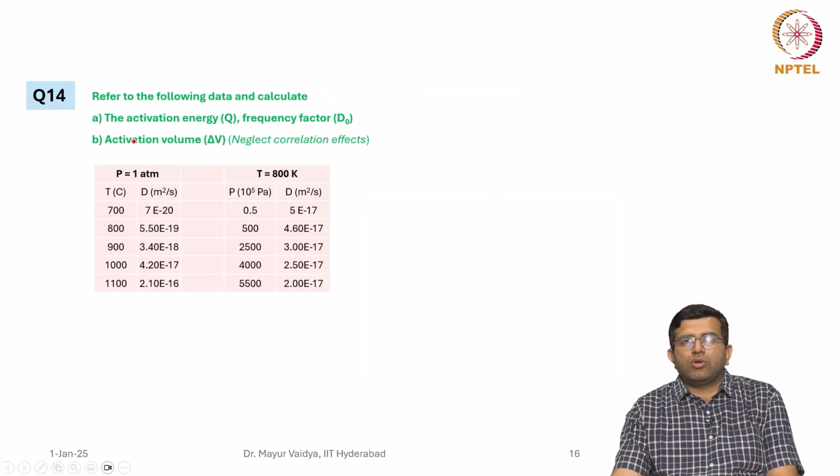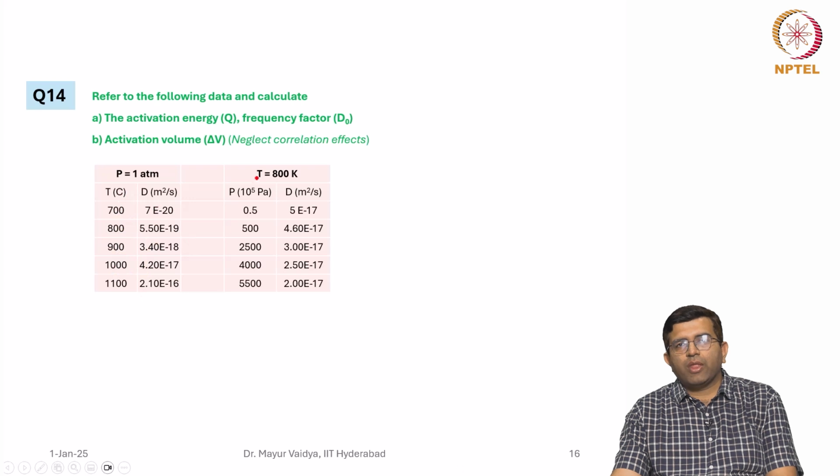And we come to the last question of the tutorial. Refer to this data and calculate the activation energy Q, frequency factor D naught, and the activation volume. So, what is essentially given is, at a given pressure, the variation of diffusion coefficient with temperature, and, at T equal to 800 Kelvin, the variation of diffusion coefficient with pressure.